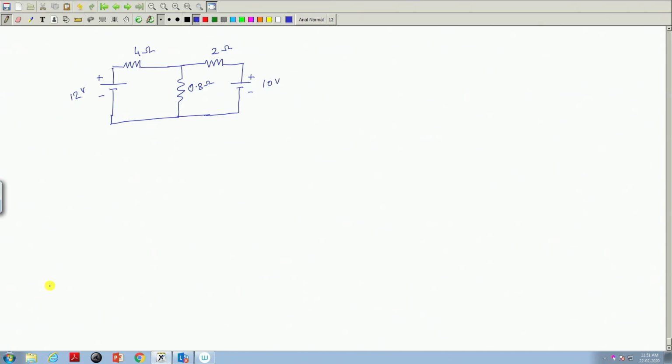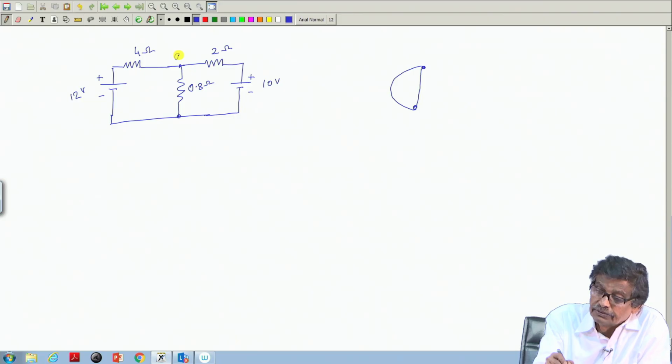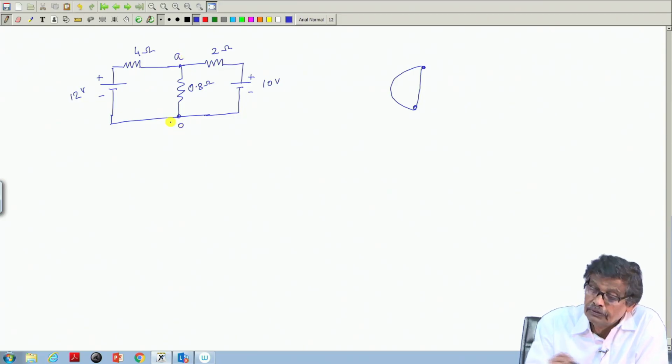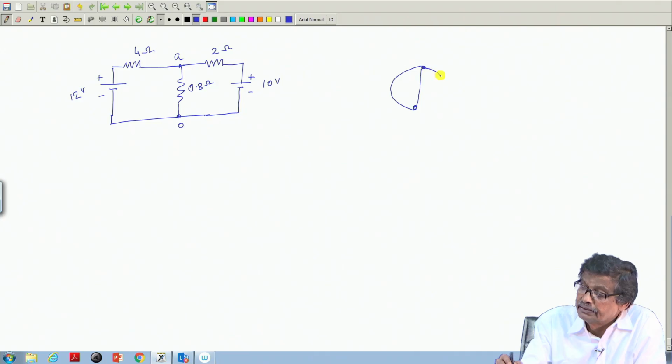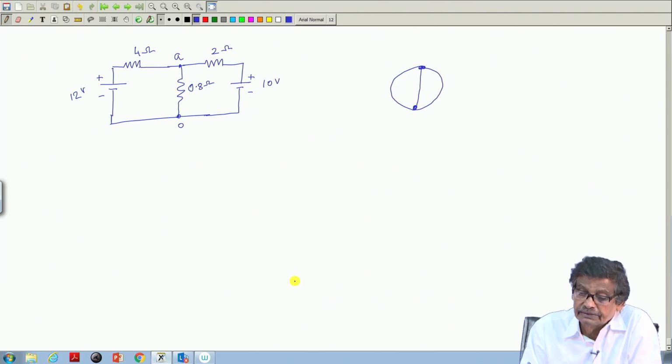Now, what will be the graph of this network? The graph of this network will be, there are only, this is one node, this is one node. So, between these two nodes there is an element, between this node and this node there is another element, and between this and this, if you call this node A and this node O, there is another element. This is the graph of the network, very simple, 3 elements are there.